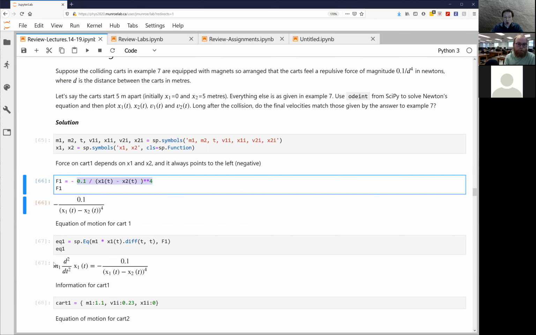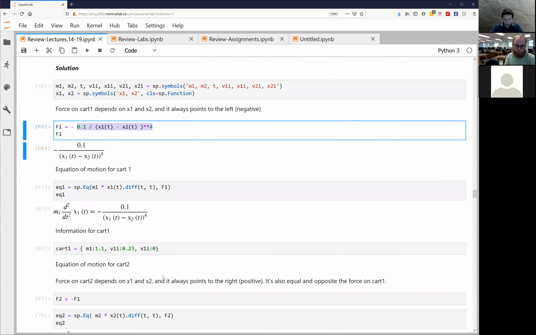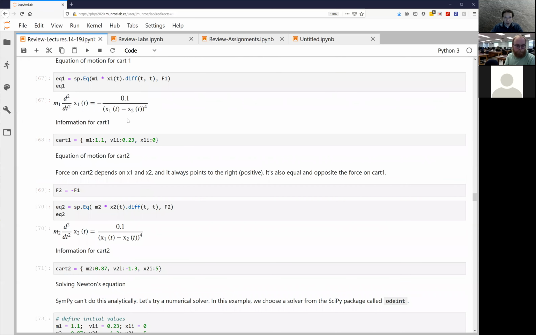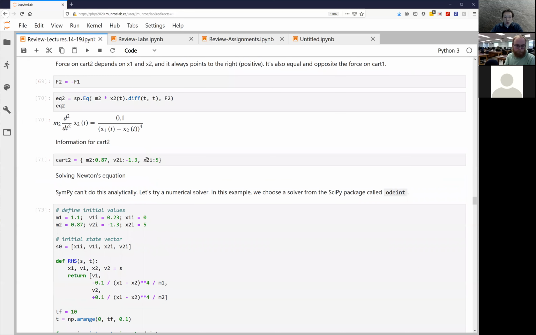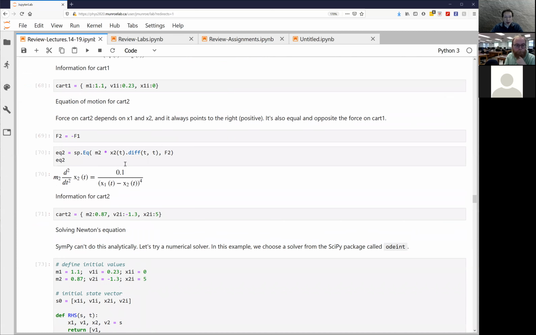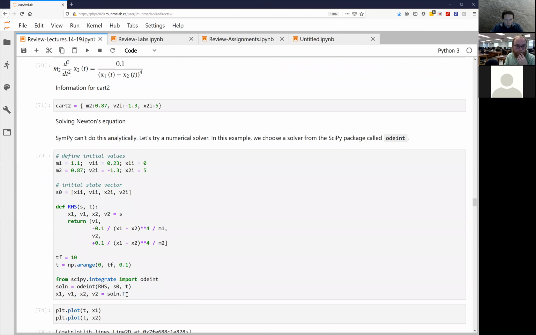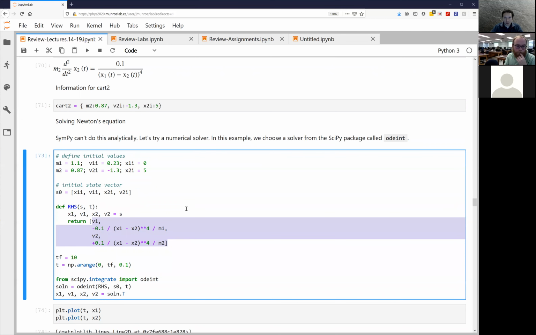This is something that cannot be solved symbolically. I don't have a method with pen and paper for solving the second derivative of something divided by x minus x2 to the power of 4. There is a coupled set of equations. However, what we can do is take this system of equations and use it to help us write down a numerical solver. So you can use this structure, this way of writing it down, to help us understand or build the right-hand side of the dynamical system.